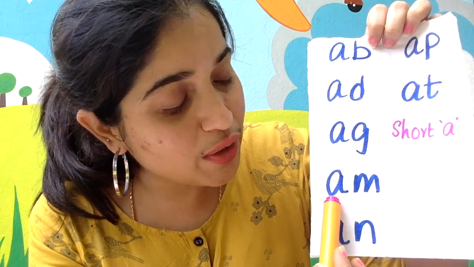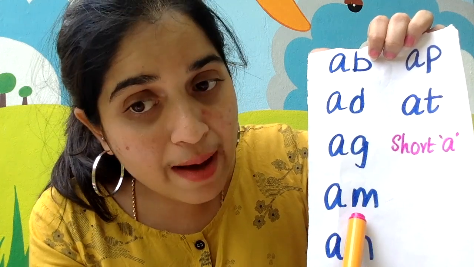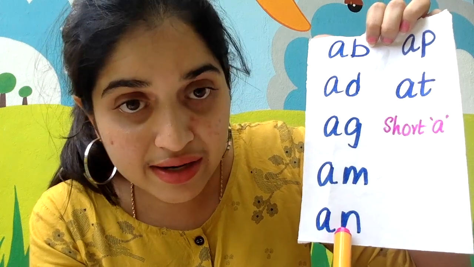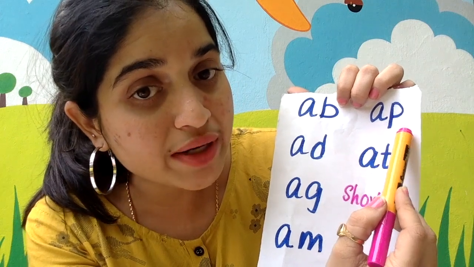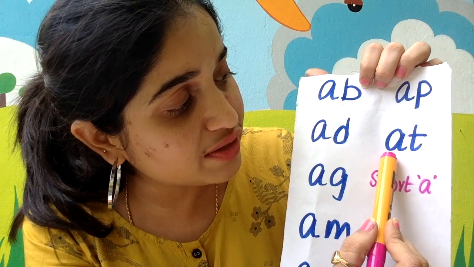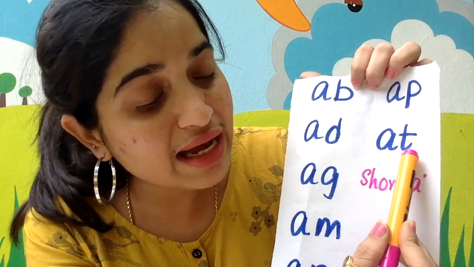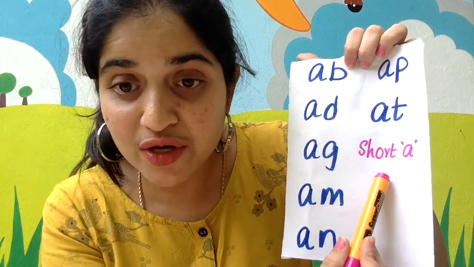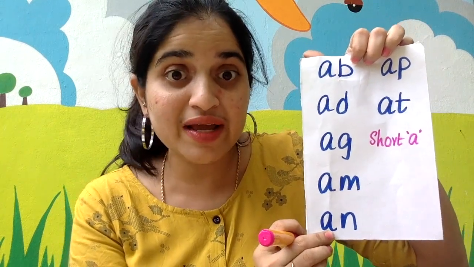Then here we go. Am, am, am. Then we have an, an, an. Then we have app, app, app. Then here comes at, at, at. So these are the 7 short A blending words which are very important for you to learn about 50 three-letter words.